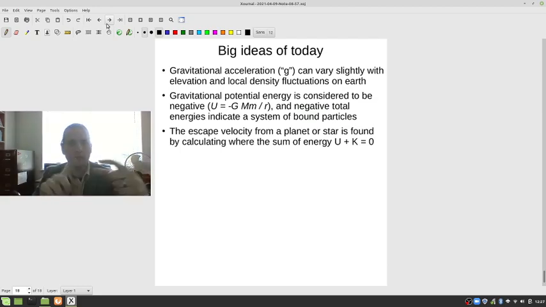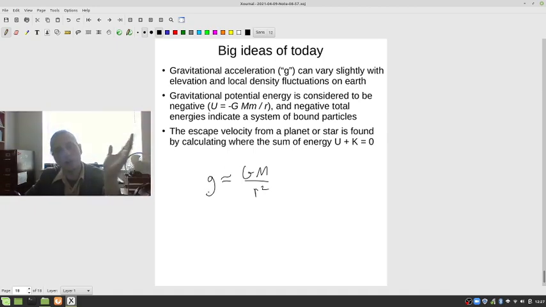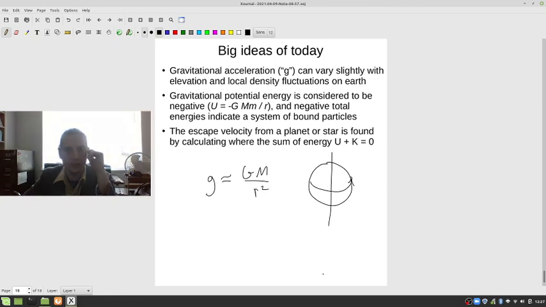What have we gone over? Gravitational acceleration can vary slightly with elevation and local density fluctuations. So remember, g is GM over r squared. So the higher you go, the smaller your gravitational acceleration is going to be. In your book, if you're interested in this, they also have some interesting discussion about how the acceleration that you experience also depends a bit on where you are relative to the equator. So that's an interesting effect, but it's not a big effect.